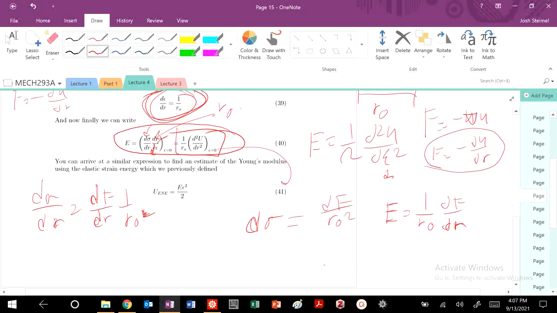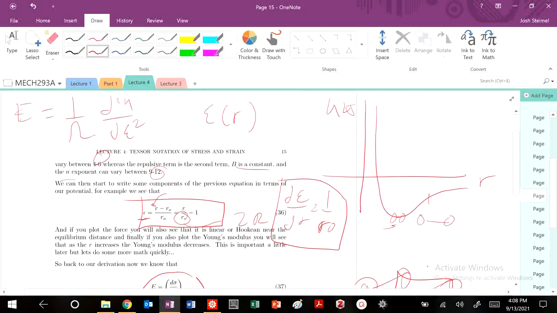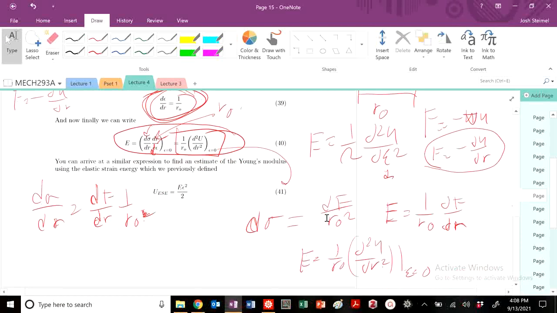So if I plug that in, now I can see that my Young's modulus is equal to 1 over r naught, d squared u dr squared. Again, as long as we're evaluating this at a strain of 0, effectively. So if we do that, then we are good to go. So we can move on to the next iteration of this and figure out how we can look at it from just looking at your elastic strain energy.